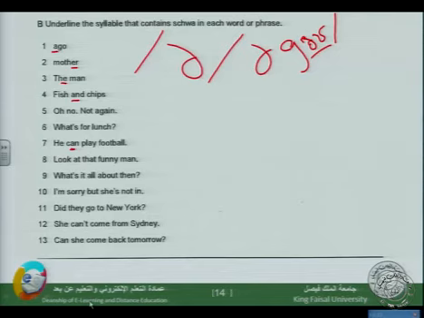So try to guess where the schwa is located on these ones. Okay? Can she come? Can she come back tomorrow? She cannot come from. She cannot also. So try to guess which words contain the schwa and which phrase.